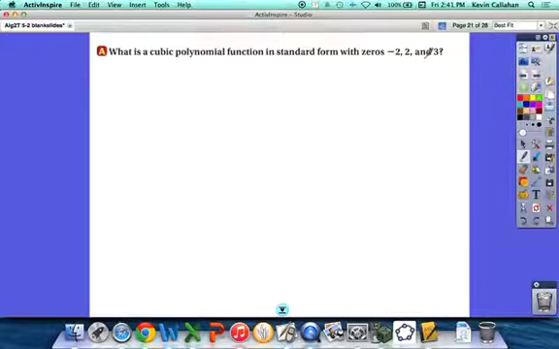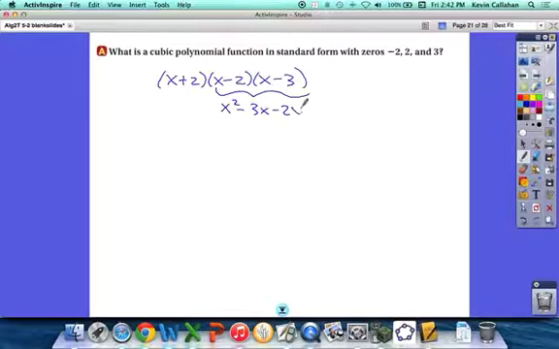We have to turn these zeros into factors first. What are the factors? X plus 2 times x minus 2 times x minus 3. And then you have to multiply, right? Now, you can't multiply all three together at one time. You're going to have to pick two of them and FOIL, and then you'll multiply that by what's left. So let me pick these two as the first two and FOIL. X squared minus 3x minus 2x plus 6, which is x squared minus 5x plus 6.